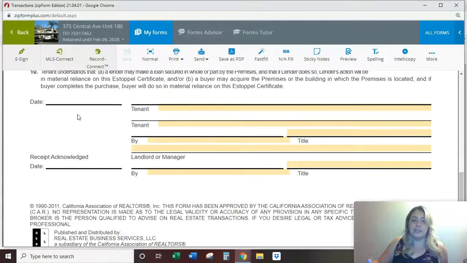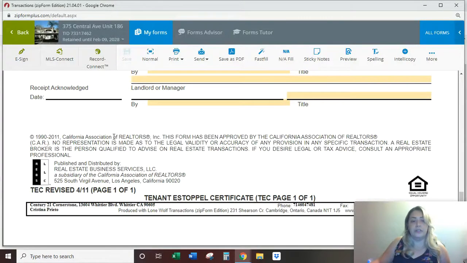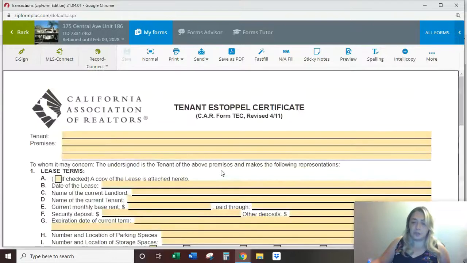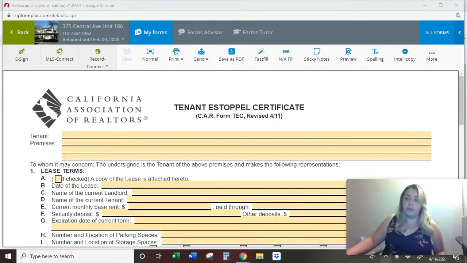So the form is signed by the tenant, by the landlord or manager, and then it's receipted and acknowledged, and that's it. So if you have any questions about acquiring a property with tenants, please feel free to email me with all of your questions.